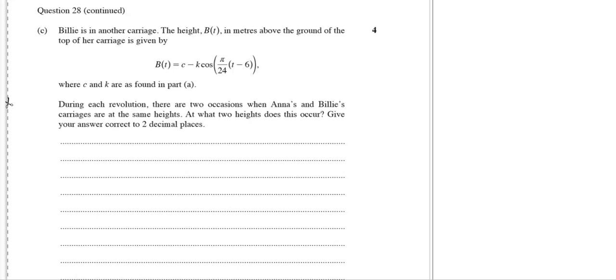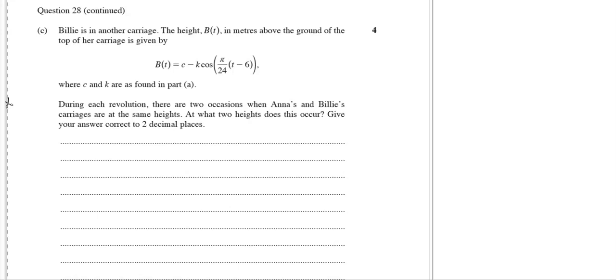Okay, question 28, part C. Billy is in another carriage. The height B of t in metres above the ground of the top of her carriage is given by that function, where c and k are as before. During each revolution, there are 2 occasions when Anna's and Billy's carriages are at the same heights. At what 2 heights does this occur? Give your answer correct to 2 decimal places.